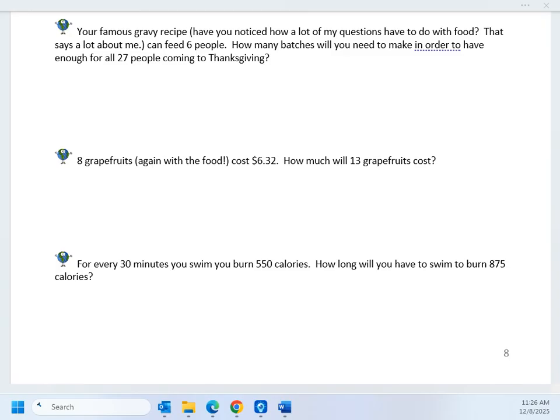How many batches will you need to make in order to have enough for 27 people that are coming to Thanksgiving? So I need to use the information in there to set up my proportion. What would my proportion look like? Elliot? N over 6. Not n.